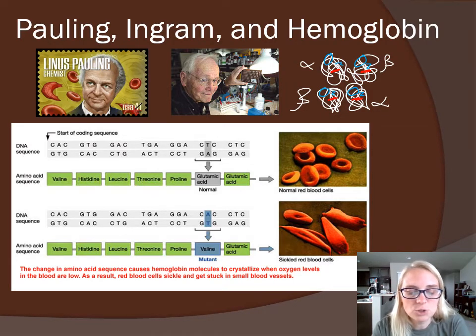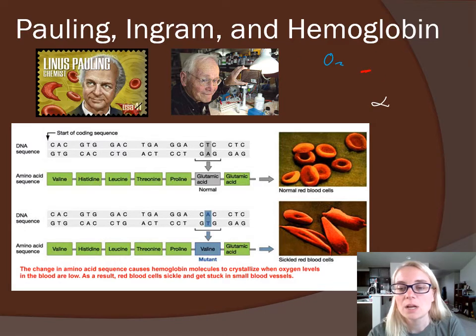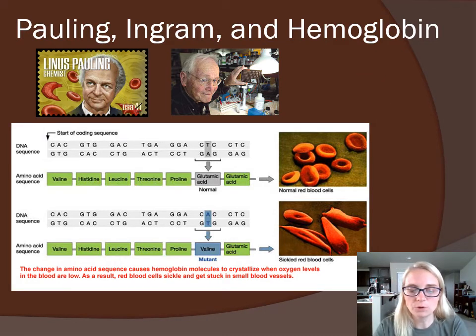Now, in an individual who has sickle cell, well, let me back up. Your red blood cells are jam-packed full of hemoglobin, like 250 million molecules of hemoglobin or something. It's an insane amount. So your red blood cells are jam-packed full of hemoglobin.